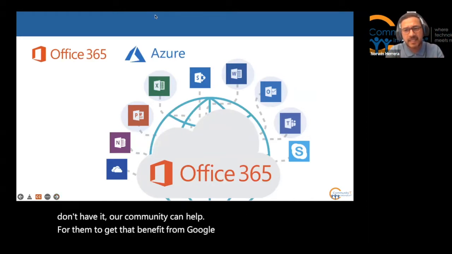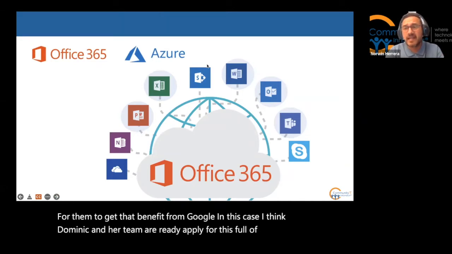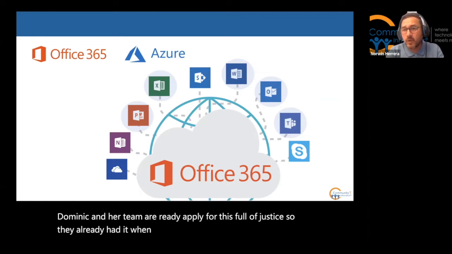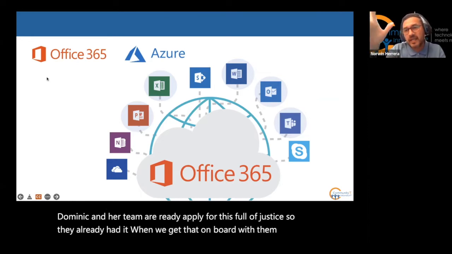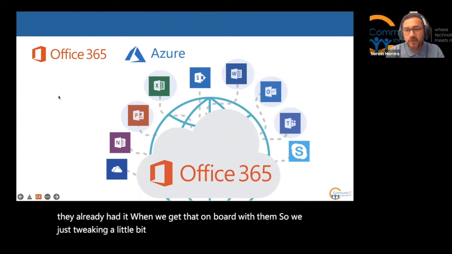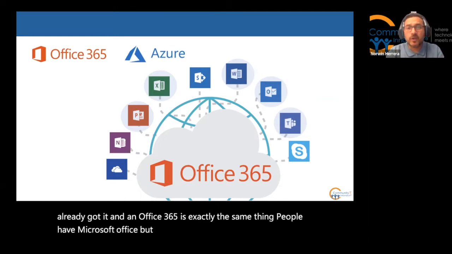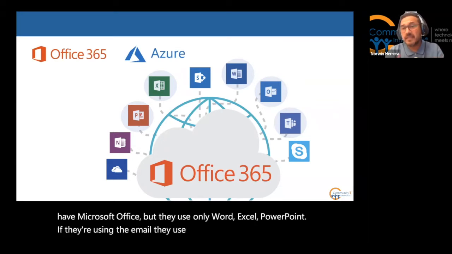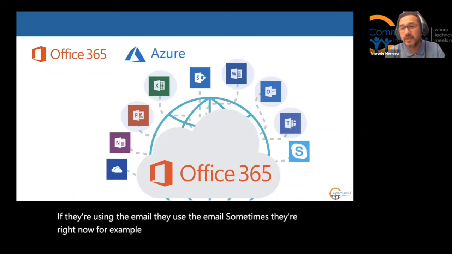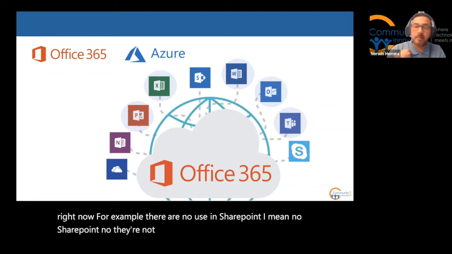In this case, I think Dominic and her team already applied for the School of Justice. So they already had it when we got on board with them. So we just tweak it a little bit, we start using it from the point they already got it. And in Office 365, it's exactly the same thing. People have Microsoft Office, but they use only Word, Excel, PowerPoint. If they're using the email, they use the email. Sometimes, right now for example, they are not using SharePoint. I mean, no SharePoint, they're not using OneDrive, which is their personal cloud.